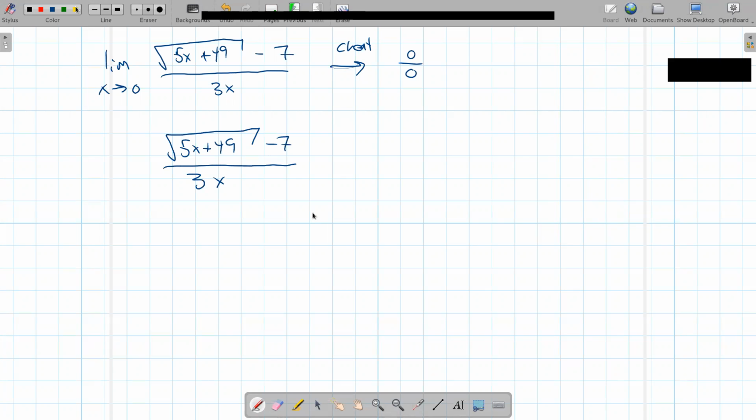And what we're going to do is multiply top and bottom by the conjugate of the numerator, which is the square root of 5x plus 49 plus 7. And then hopefully something magic happens. So I have to do the same thing in the bottom.